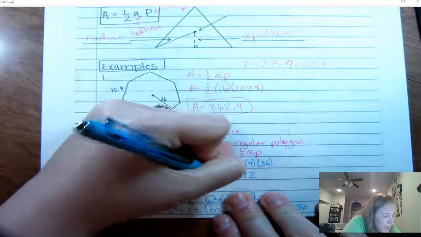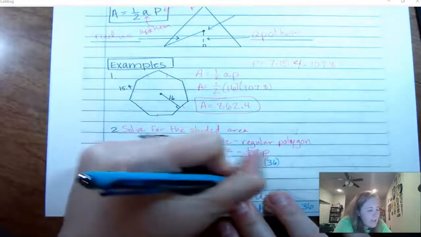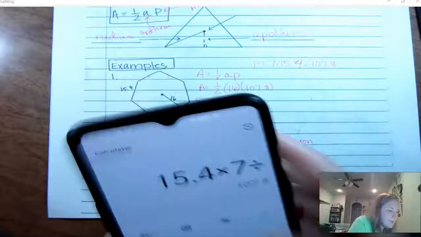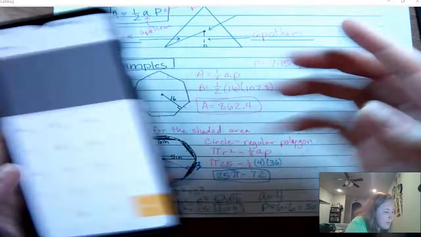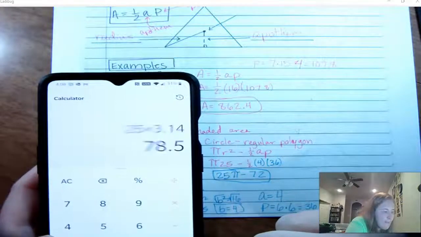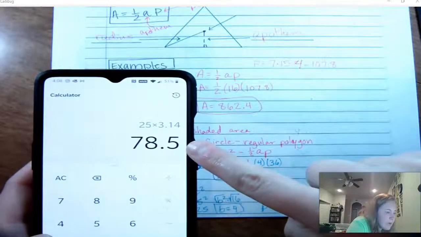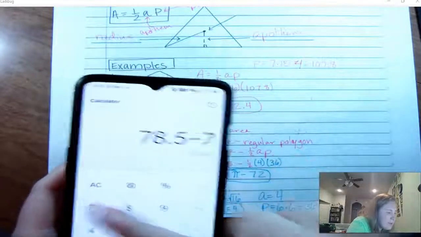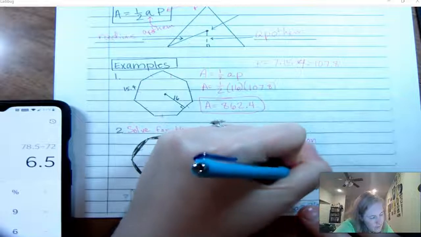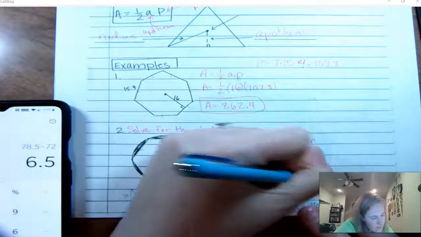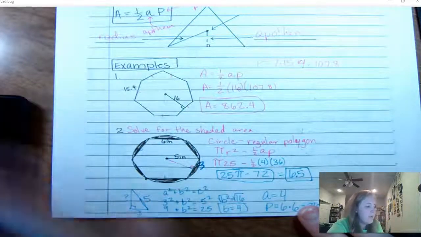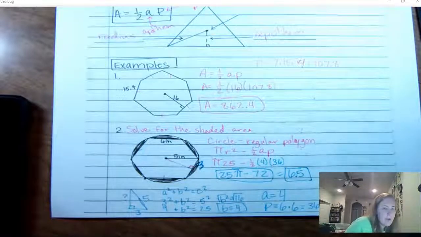So we have 25 pi minus 72. If the problem wants it in exact form, that would be it. If it wants us to go ahead and multiply by pi, we can do that. 25 times, we're going to use 3.14 for pi. So that's 78.5. We're going to subtract 72. And we get 6.5. So 6.5 is the area of that shaded region, what's left over after we subtract the area of the regular polygon.